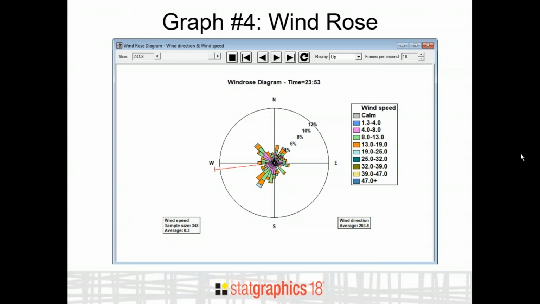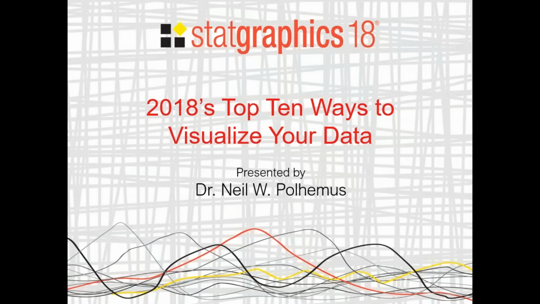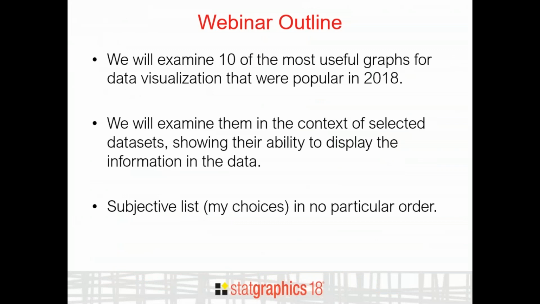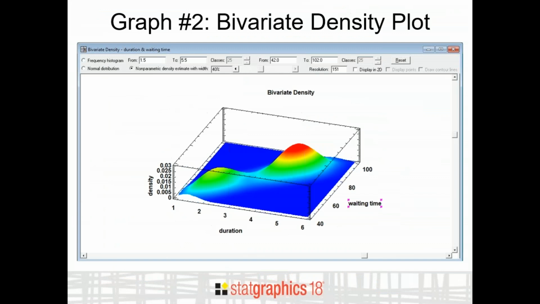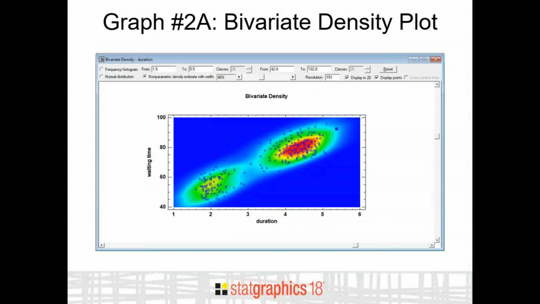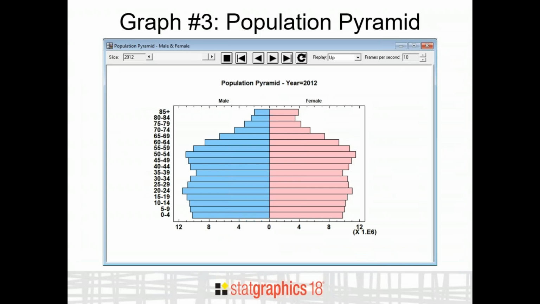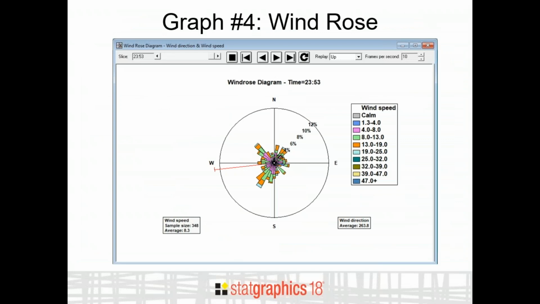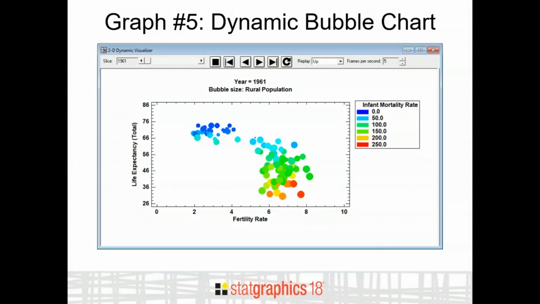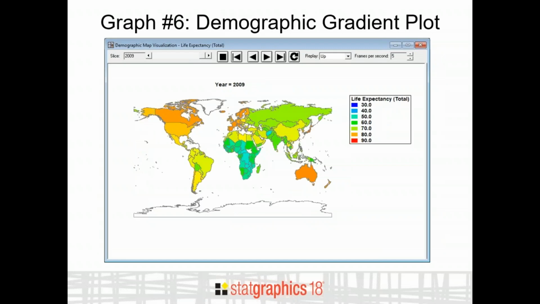Okay. Someone asked if I could remind them of number 2 and number 6. Well, actually, let's do a quick summary. Graph number 1 was the violin plot. Graph number 2, the bivariate density plot, in 2 forms. It could be a surface plot or a contour plot. Graph number 3 was the population pyramid. Graph number 4 was the wind rose. Graph number 5, the dynamic bubble chart. Graph number 6, the demographic gradient plot.